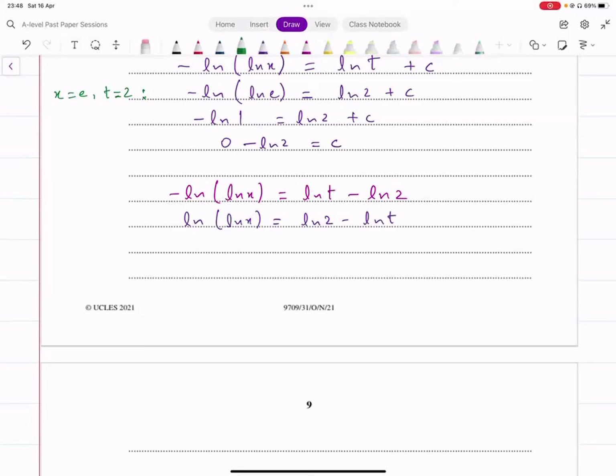So what we can do is, we know that the base of ln is e here. We can take that to the other side, ठीक है? तो हमारे पास क्या हो जाएगा? ln x that equals e raised to power ln 2 minus ln t. That's the first thing that we do here. ठीक है? So we are getting ln x equals e raised to power ln 2 minus ln t.